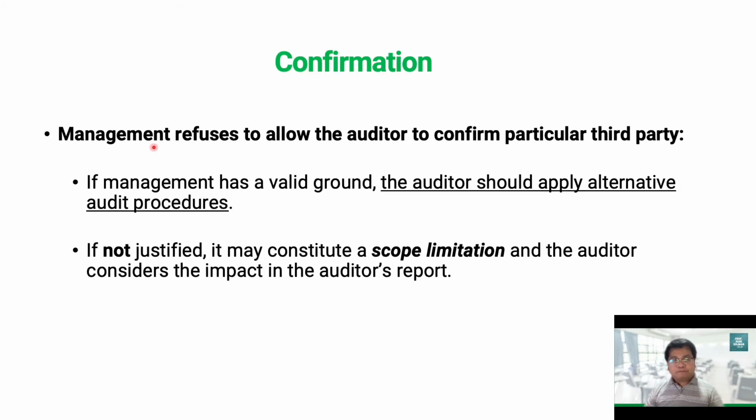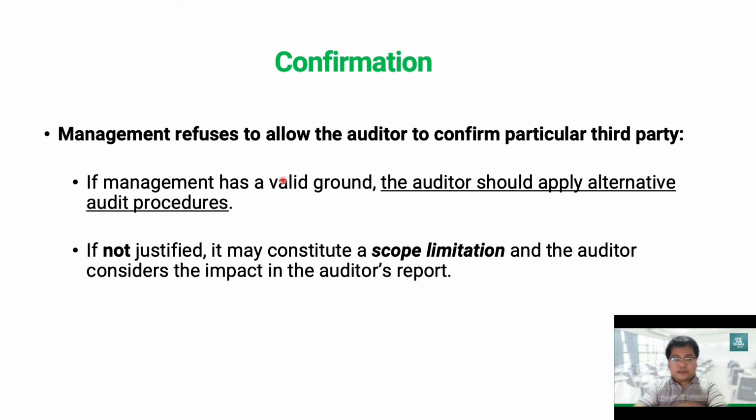So next, what if management refused to allow the auditor to confirm with a particular third party? For example, we have chosen a third party, a customer, to whom we want to send a confirmation, but the client prevented us from sending the confirmation to the third party. So we have to evaluate if the client has a valid ground, if there is a justified reason not to send the confirmation request to the third party.